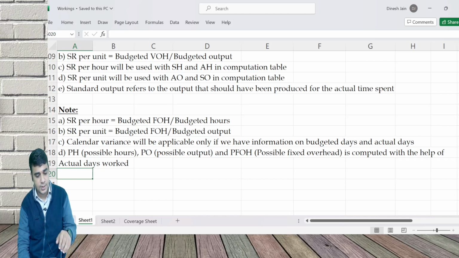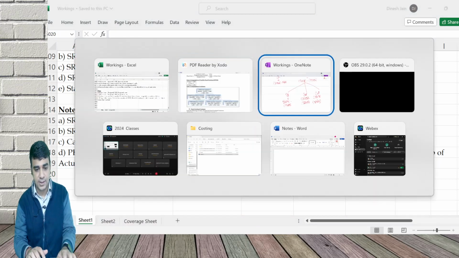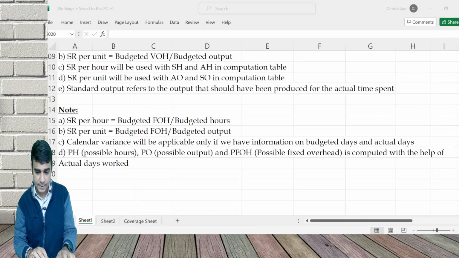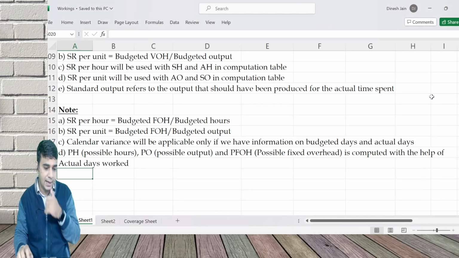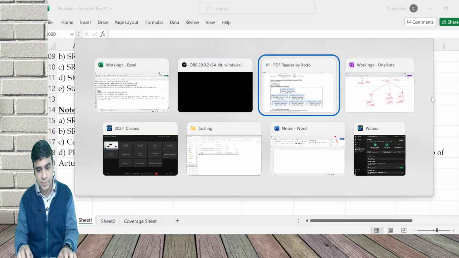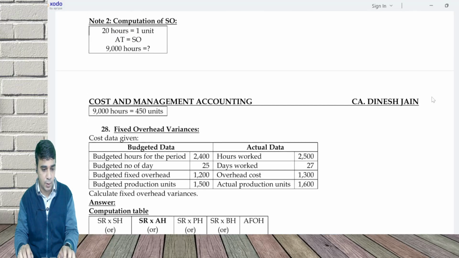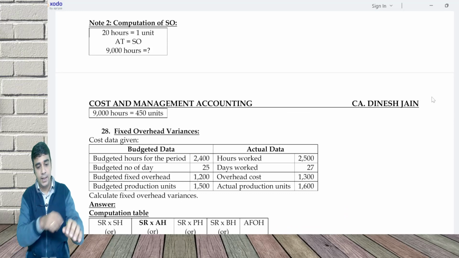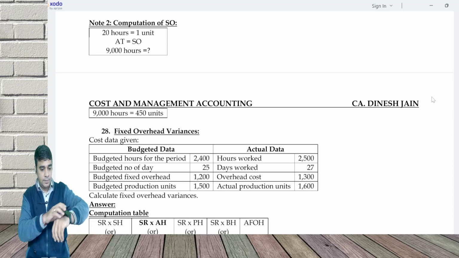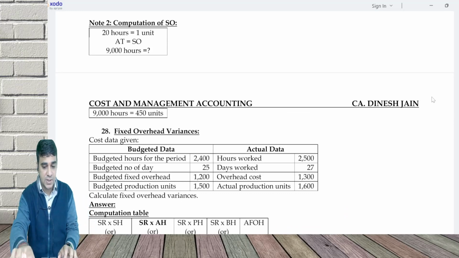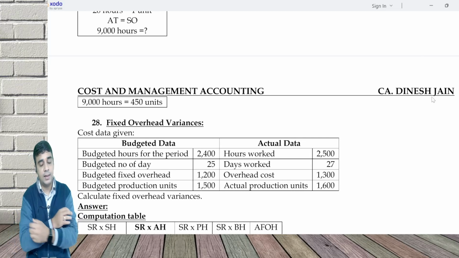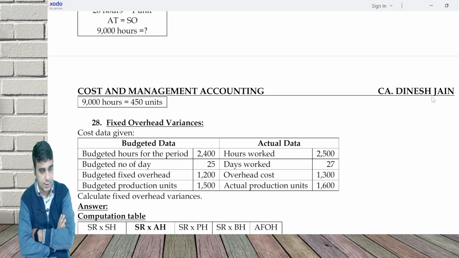Clear? Okay. Let's take a break of 10 minutes and then resume. Okay, let's proceed now. I'll explain this PH concept alone with a problem. So let's look at the question now. Come to question 28. Budgeted data, actual data, calculate fixed overhead variances. The data has been given in the question.